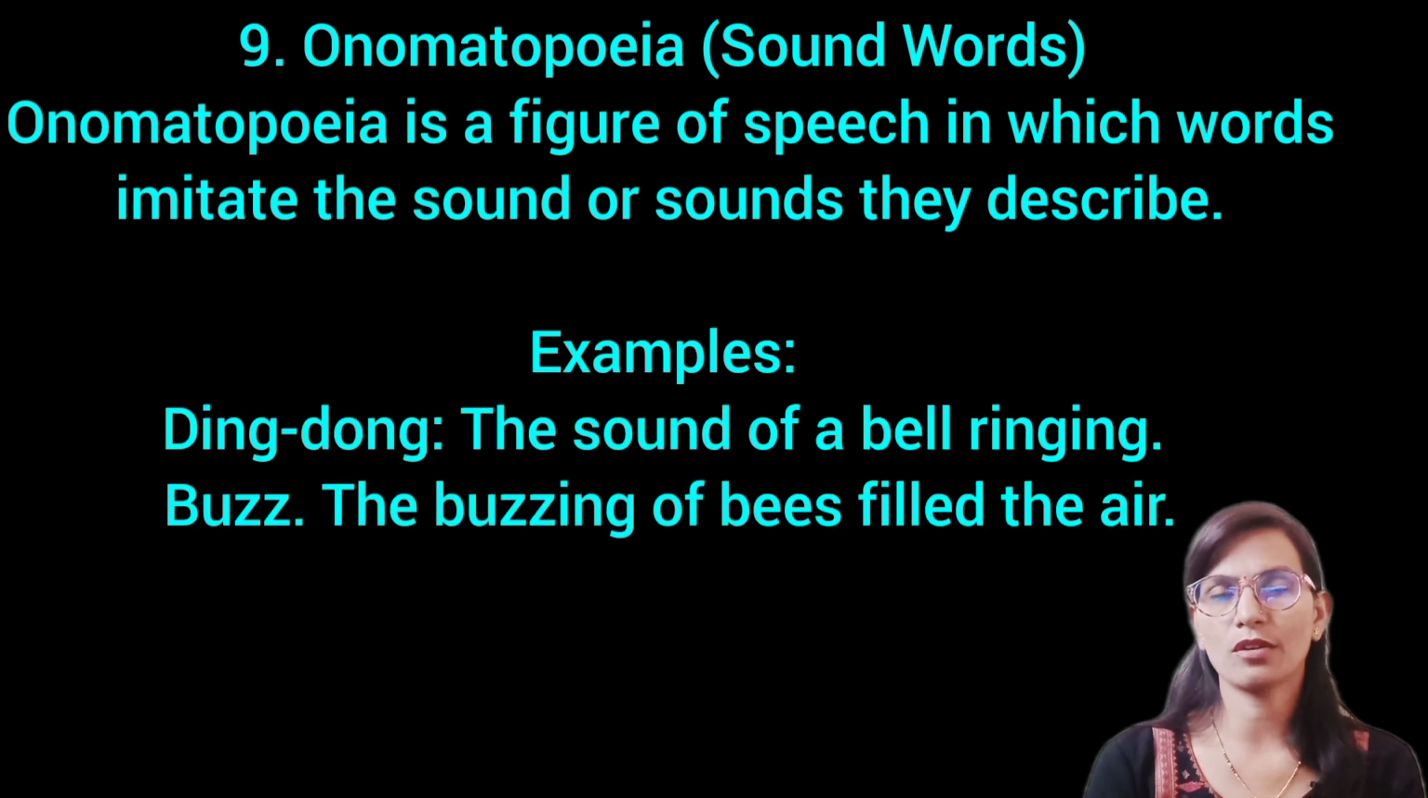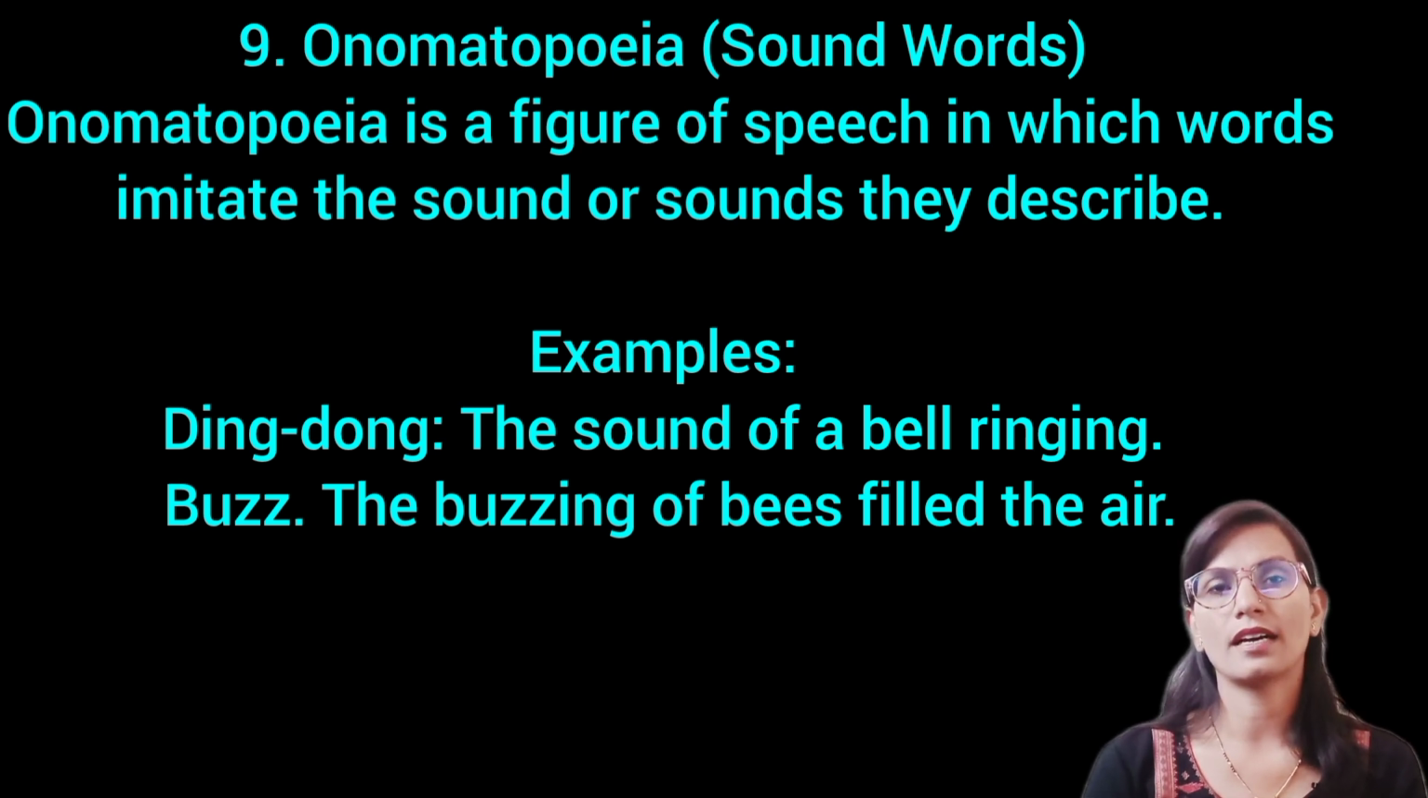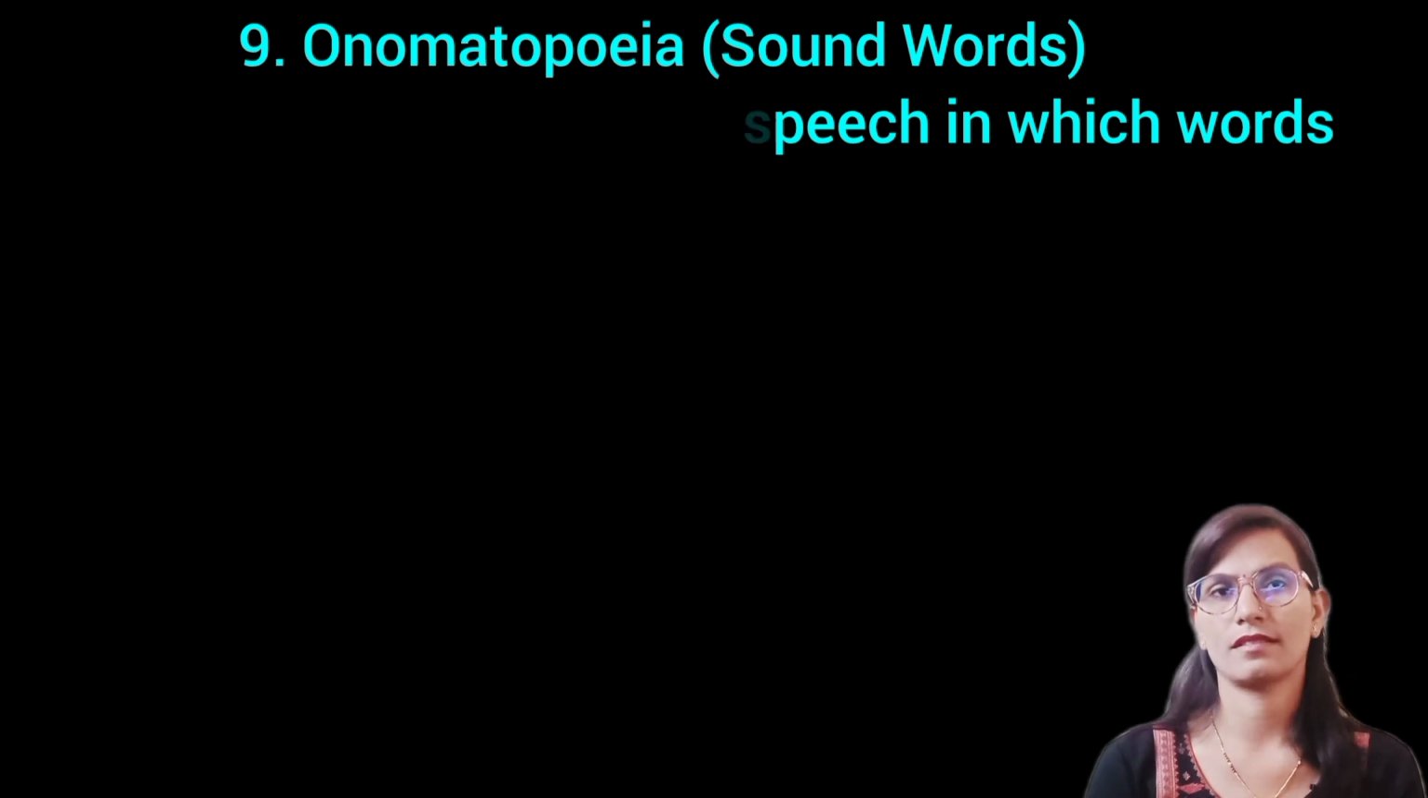Let's talk about next figure of speech, and it is onomatopoeia. Onomatopoeia is a figure of speech in which words imitate the sound or sounds they describe. For example, animal sound or any other object sound. In examples in a sentence, let's see. Ding dong, the sound of a bell ringing. So here the word ding dong, it produces a kind of a sound. Buzz, the buzzing of bees fill the air. So in this sentence, buzzing is the sound of bees.